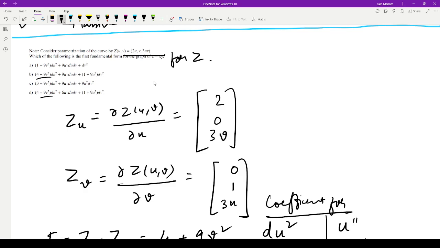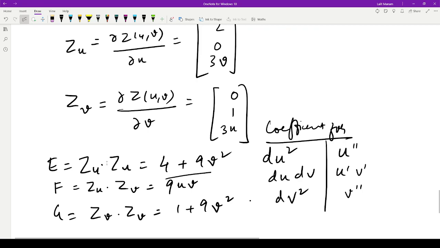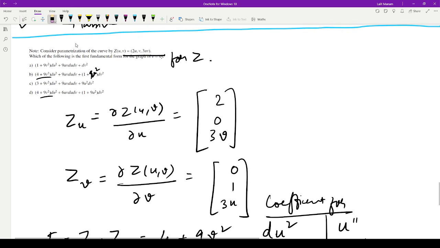Okay, there's something wrong. The correct answer is not in the options, but this should be 9v square. Oh, sorry, I made a mistake. Here it's 9u square. Yeah, okay. So this is the correct one.